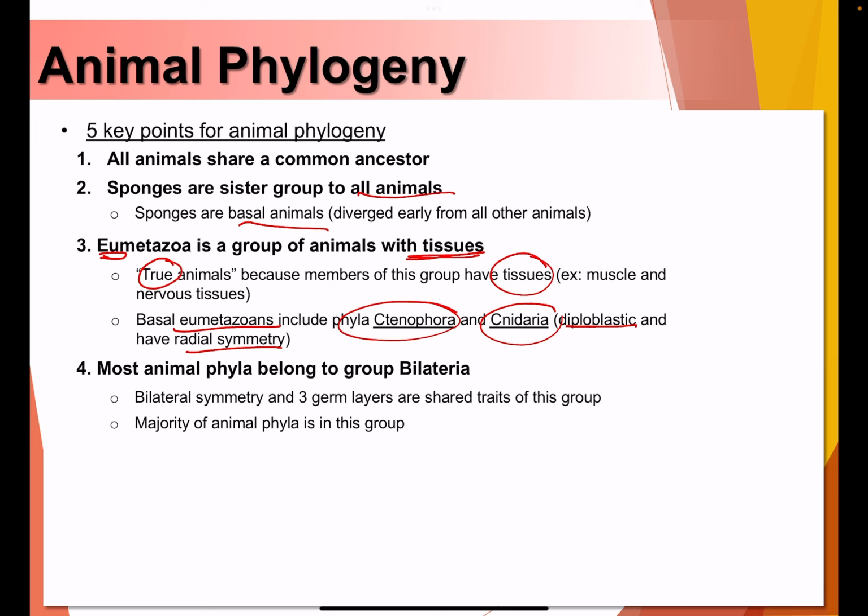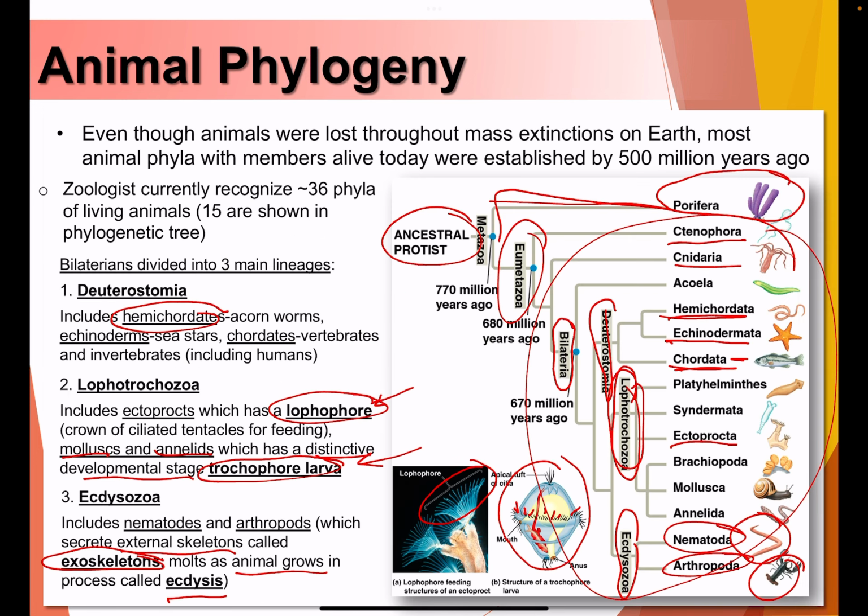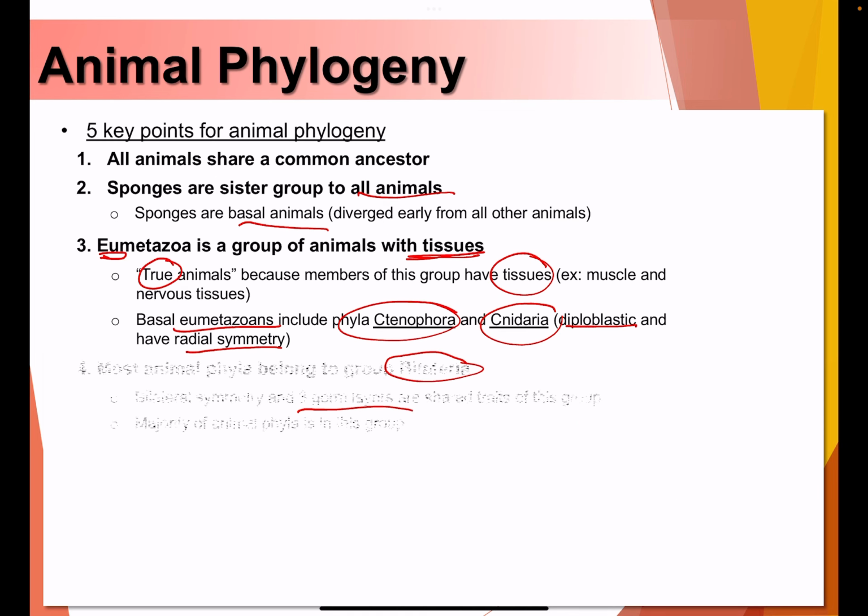Fourth, most animal phyla belong to the group Bilateria. Bilateral symmetry is what they have, hence their name Bilateria. And they have three germ layers that are shared traits of this group, including ectoderm, endoderm, and mesoderm. This group makes up the majority of the animal phyla. Bilateria have the most phyla. So here's all the phyla that fall under the group called Bilateria. That's why Bilateria makes up the majority of the animal phylogeny.